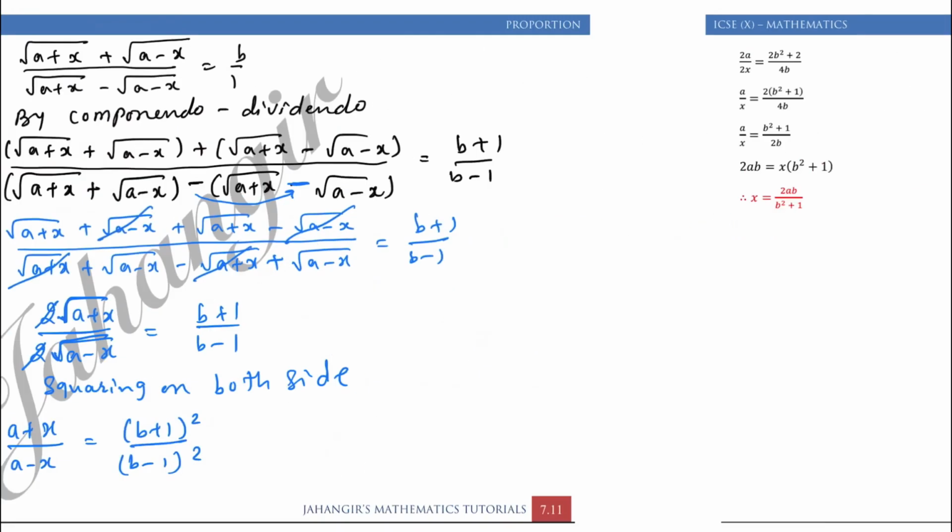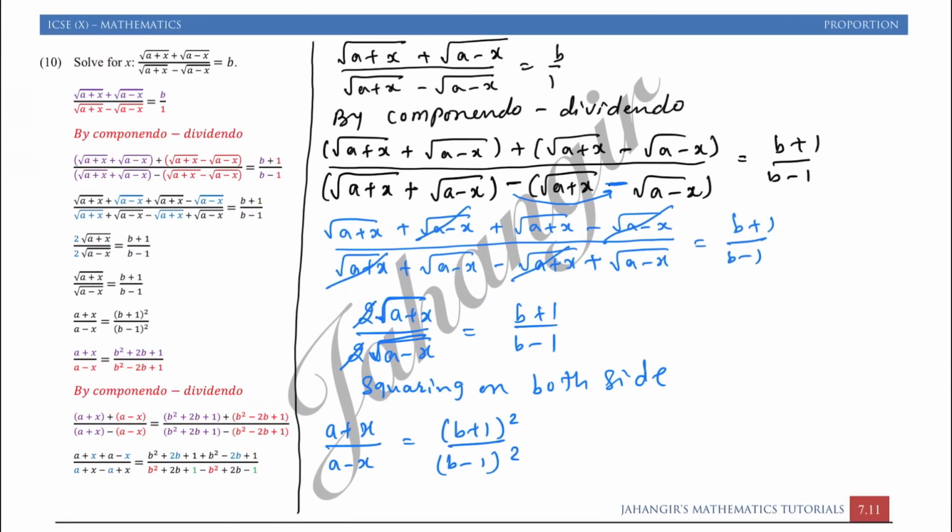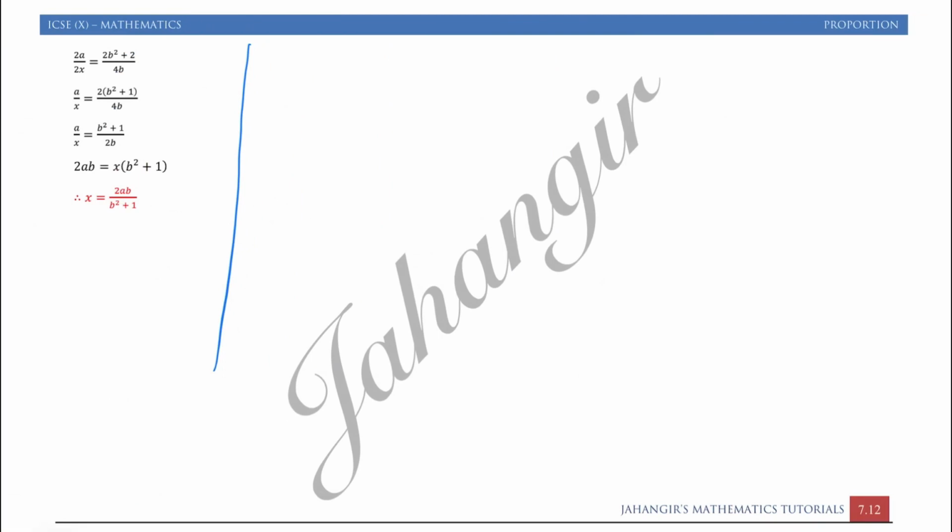We will first write identity. What we have, let me check. A plus x upon a minus x is equal to b plus 1 upon b minus 1 whole square. So b plus 1 square is b square plus 2b plus 1. Now here again, if you will notice, we have two fractions on both sides, and both has same term with opposite sign. So here again we will take by componendo dividendo.